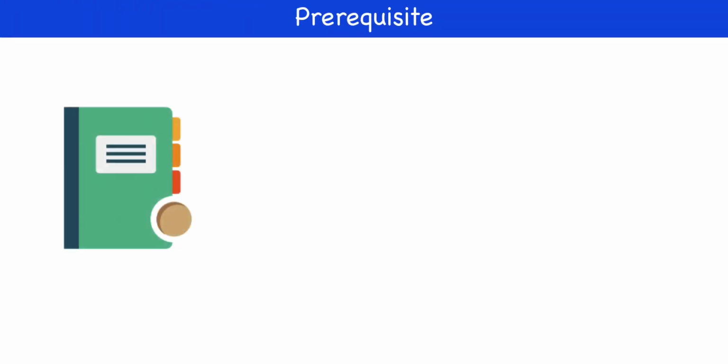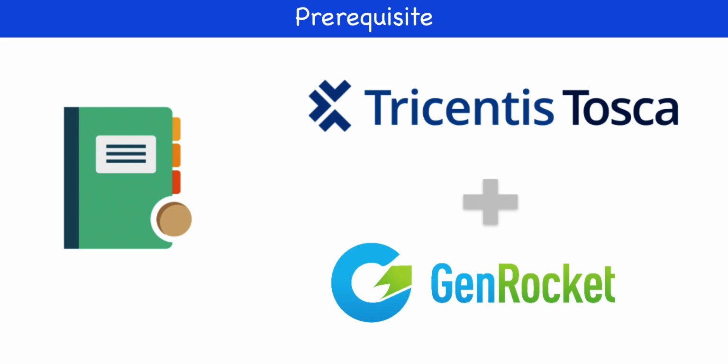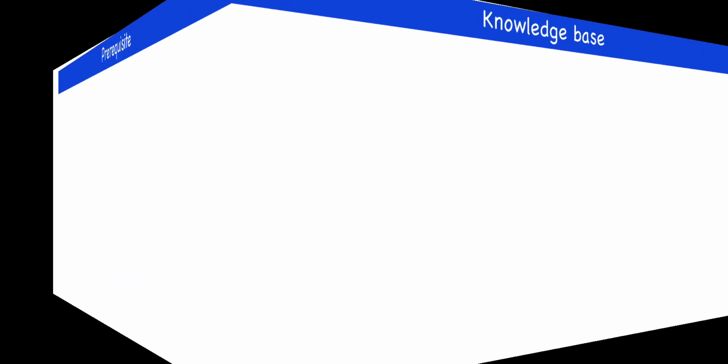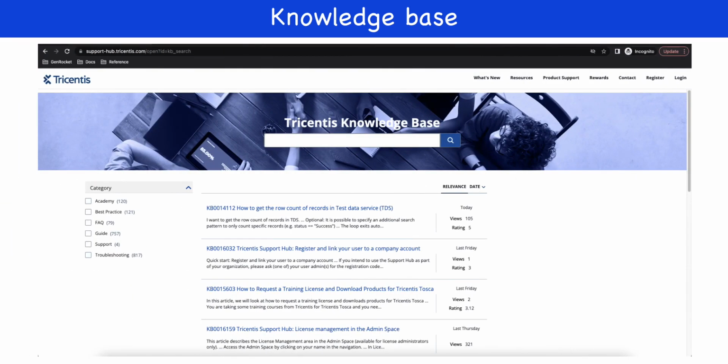Before we deep dive on our integration journey, the important prerequisites required are installation of Tosca, which helps us to create the automation scripts, and then GenRocket to perform synthetic test data generation. We highly recommend familiarizing yourself with the GenRocket and Tosca tools by referring to their respective knowledge base portals for documentation and videos.